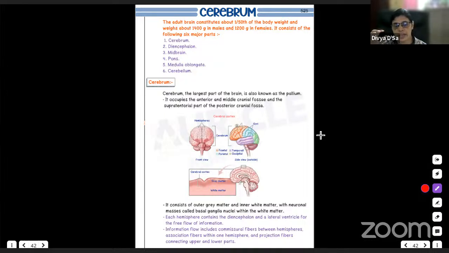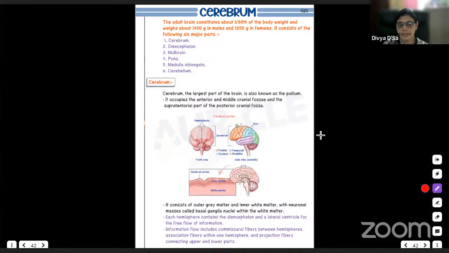Each cerebral hemisphere will contain the diencephalon below. They basically consist of these neuronal masses, and there is a lateral ventricle, which is basically the cavity of the cerebral hemisphere. During development, the cerebrum is formed from the telencephalon part, so the cavity of that telencephalon is the lateral ventricle.